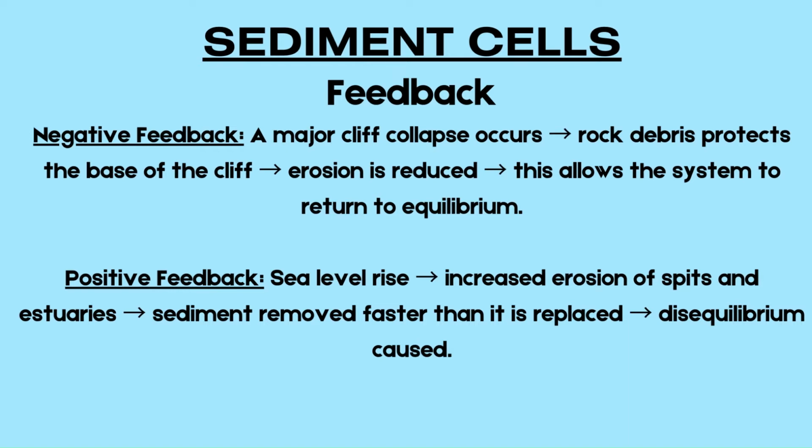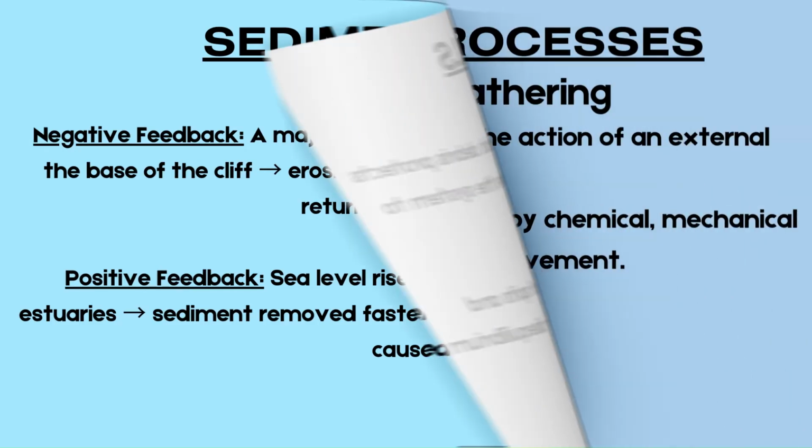An example of negative feedback is if a major cliff collapse occurs and rock debris protects the base of the cliff. Therefore, erosion is reduced. This allows the system to return to equilibrium. Positive feedback is caused by sea level rise, as this can create increased erosion of spits and estuaries, meaning sediment is removed faster than it is replaced and disequilibrium caused.